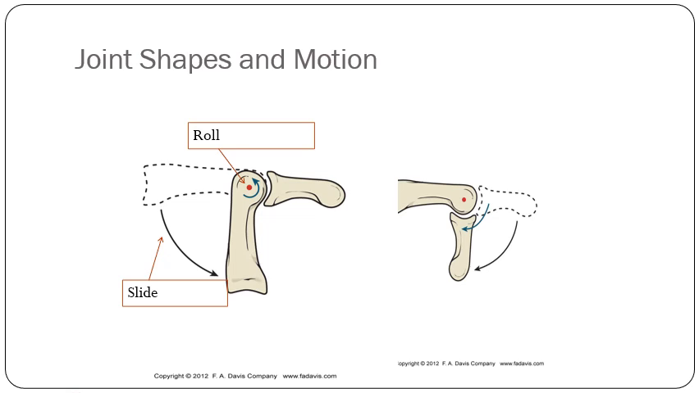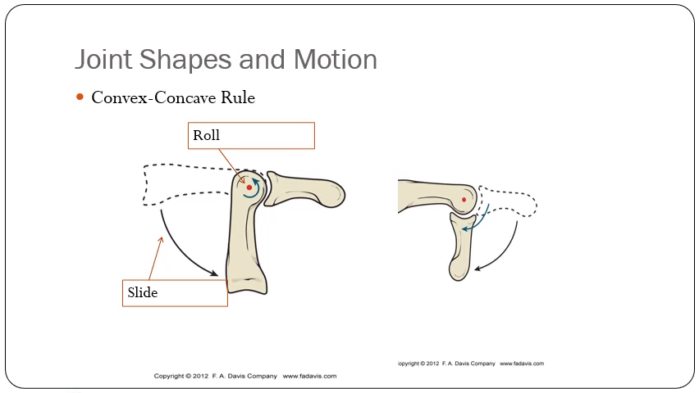Okay, so what we call the convex-concave rule is based on the shape of the joint. This is going to be important for people involved in musculoskeletal rehab who have to do joint mobilizations. So I'm going to describe the convex-concave rule, how it works, and then I'll give an example as to how it occurs.